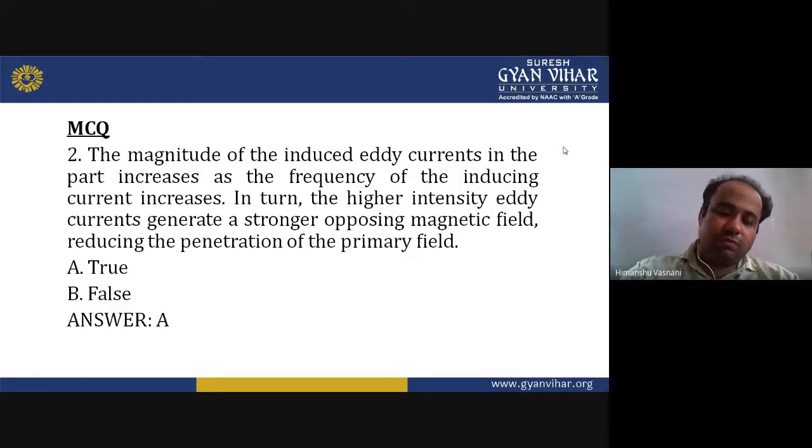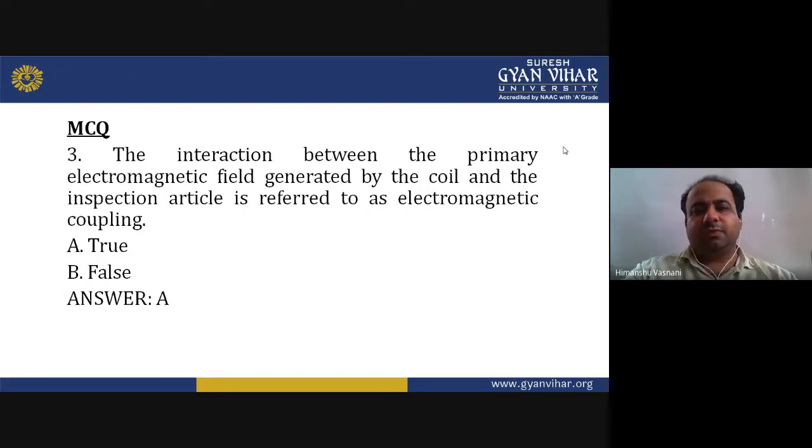I think it's true. It will reduce the penetration of the primary field. So, answer is A, true. Next: the interaction between the primary electromagnetic field generated by the coil and the inspection article is referred to as electromagnetic coupling. It is true. A is the answer.